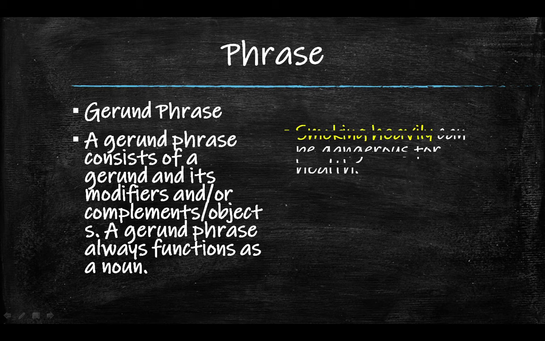So let's take a look at the examples. Smoking heavily can be dangerous for health. What can be dangerous for health? Smoking. Can be, as a verb phrase functioning as a linking verb, has got smoking as the subject. Smoking is the subject, can be is the linking verb, dangerous is the complement. SVC sentence. Heavily is an adverb and it's modifying smoking.